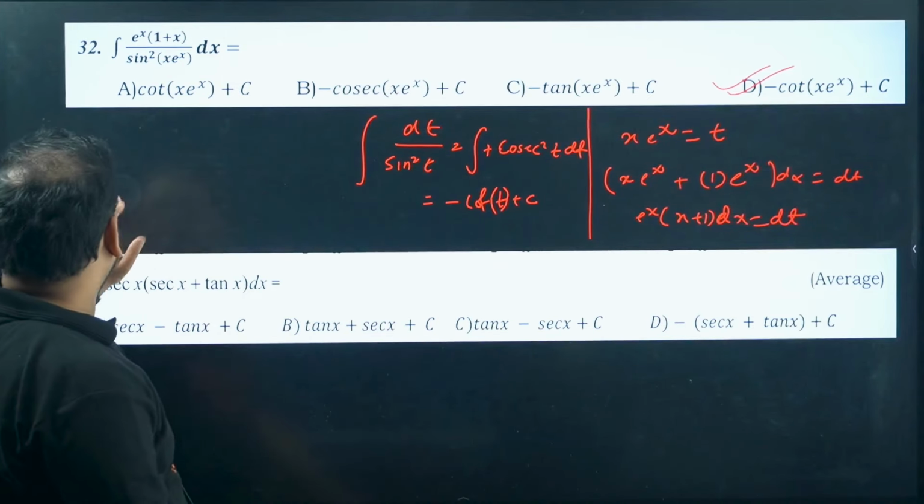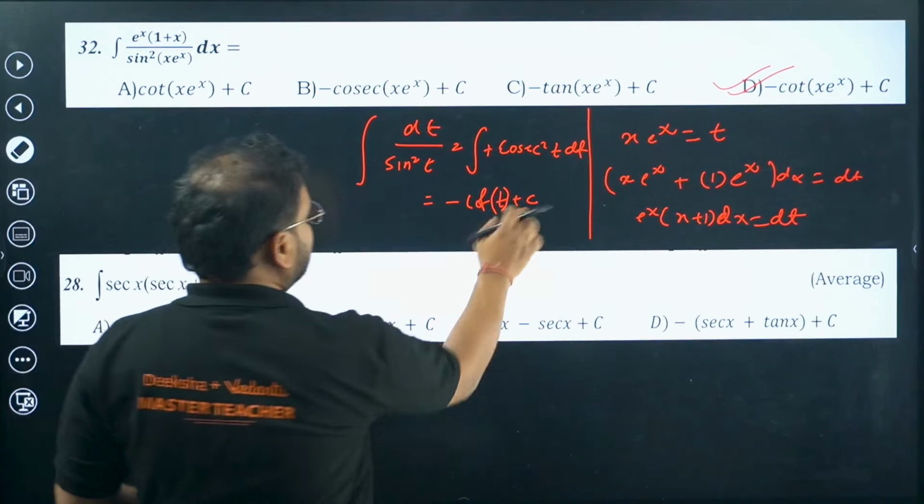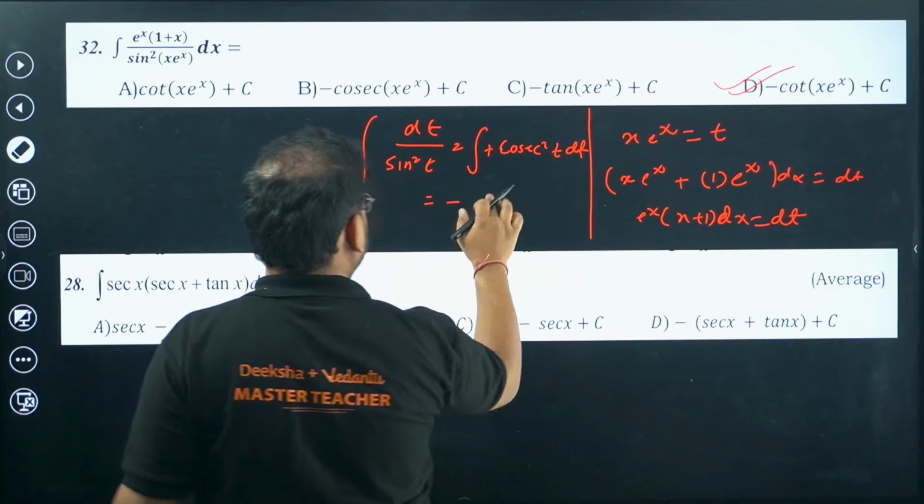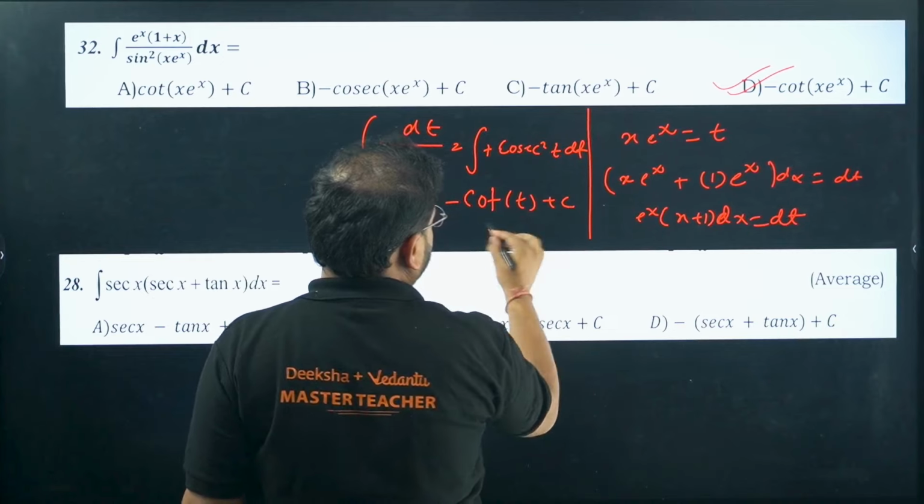Makes sense? Not clearly visible. Can I change it? Yes, sir. Let's change it. Minus cot t plus c.